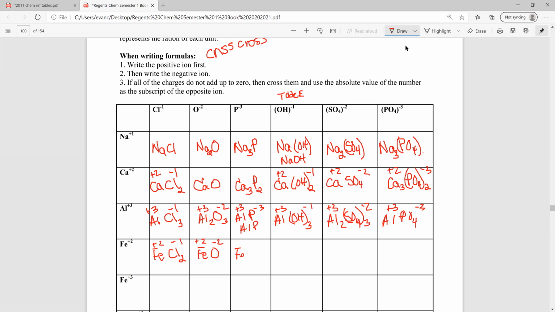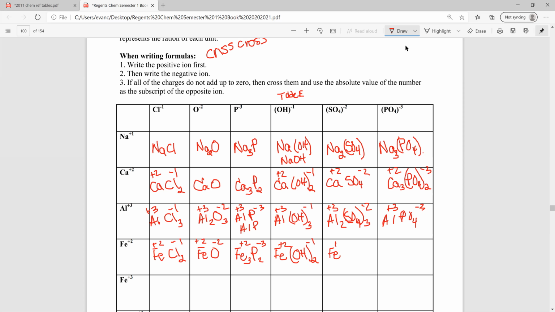Iron, +2, and I have a phosphorus that is a -3. So now I'm going to bring the 2 down to the phosphorus, and I'm going to bring the 3 down across to the iron, right? We're crisscrossing, which balances the charge. I have a +6 and a -6. So now I have my iron, +2, and I have my hydroxide. This whole thing is a -1. So then I need to crisscross. I need to bring the 2. I need 2 hydroxides and 1 iron.